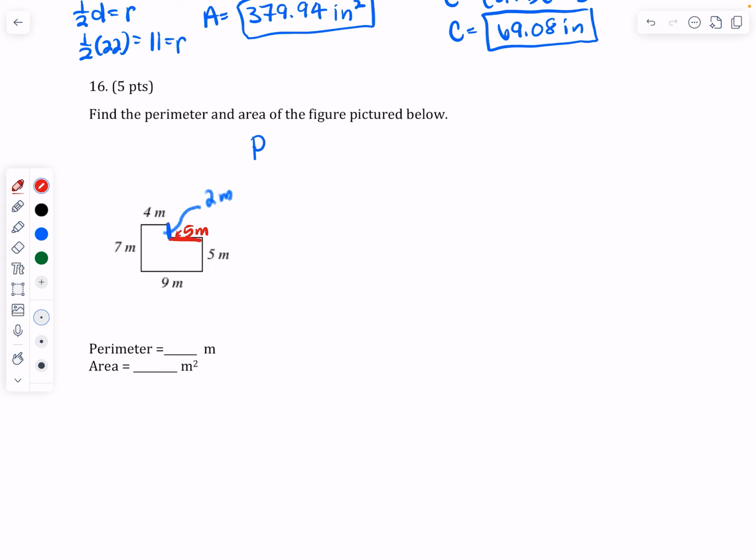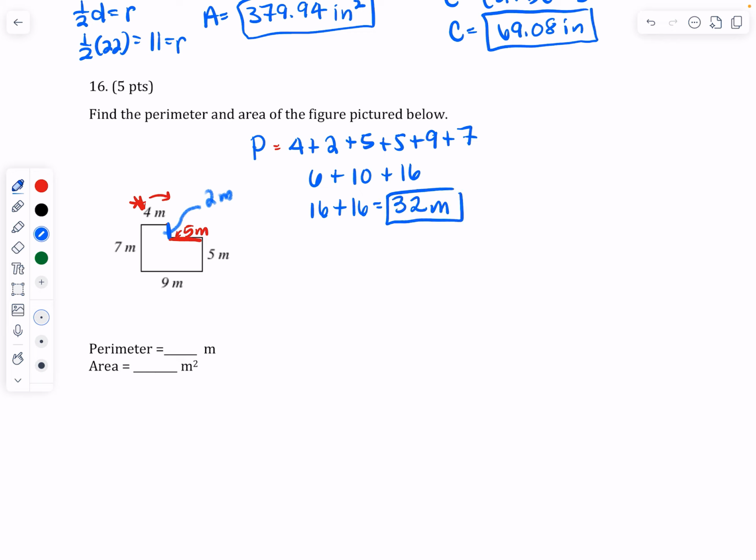Okay, so now I'm going to do the perimeter. I'm going to start with the 4 and move clockwise. So perimeter equals 4 plus 2 plus 5 plus 5 plus 9 plus 7. 4 and 2 is 6, plus 5 and 5 is 10, plus 9 and 7 is 16. 6 and 10 is 16, plus 16 equals 32. So 32 meters is the perimeter.